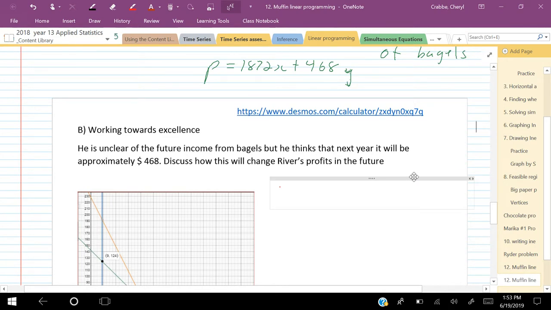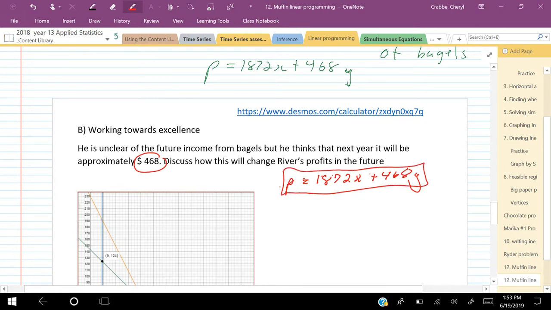We've changed the objective function so that the Y value, the number of bagels, is changed. The profit that they're going to make is changed. So the objective function is no longer the same. It's changed. It's 1872x plus 468y. Okay, so that's the new objective function.